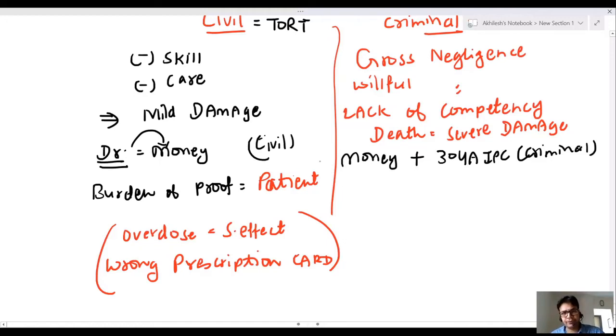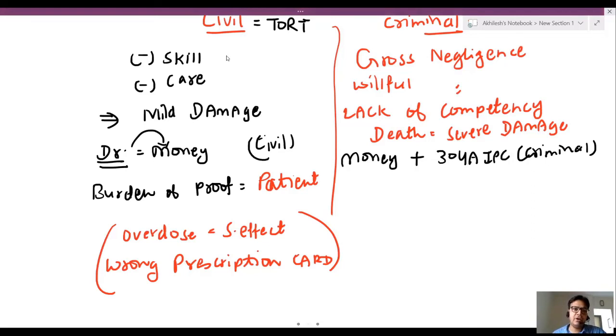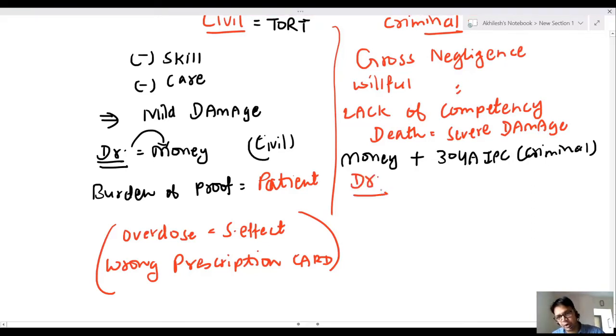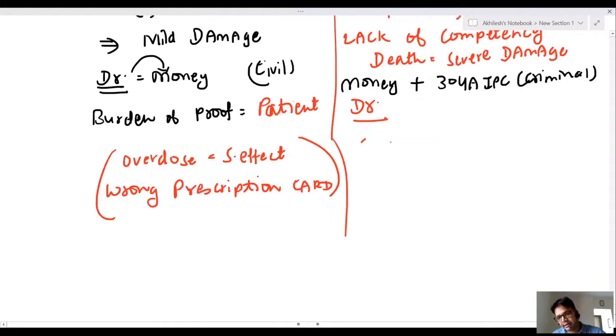Sir, here the burden of proof is on the doctor. The doctor needs to prove there was no negligence from his side. Gross negligence, willful negligence, lack of competency, death or severe damage: it is money plus 304A IPC. Example: a surgeon forgot an instrument in the body, leading to death.